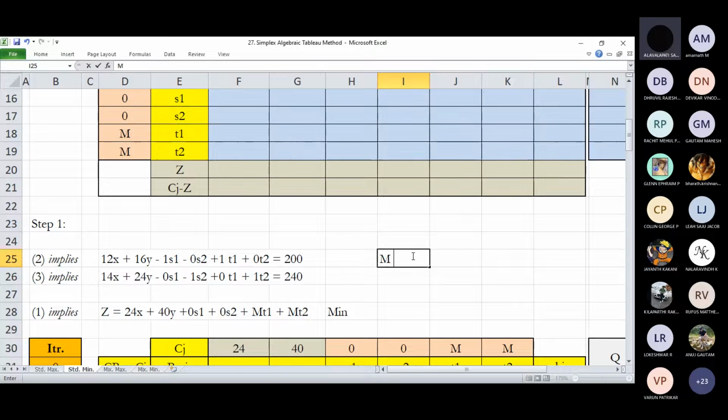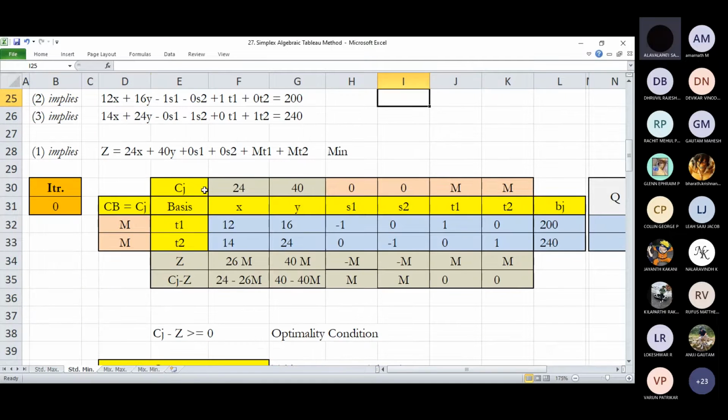What happens if M is 100? If you accidentally give M as 100, then these values are more than this, so we may not get an appropriate decision. That we'll be seeing in a couple of minutes later. So that's why you give a big M, it's the Big M method. So M should be very big compared to all the coefficients in the linear programming formulation, right?